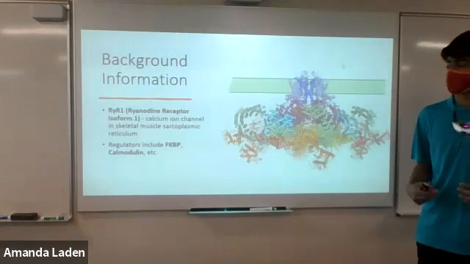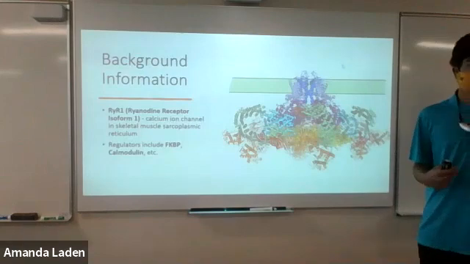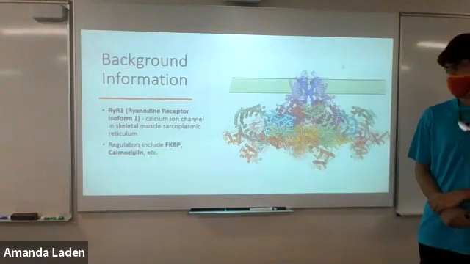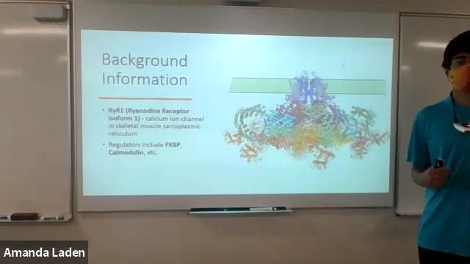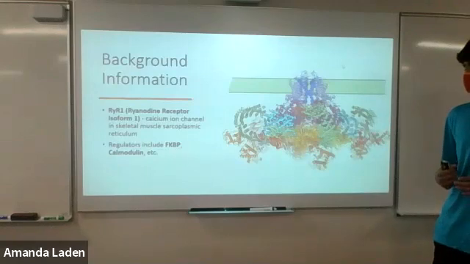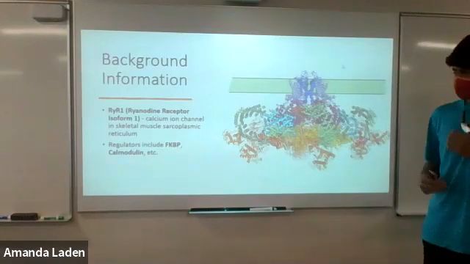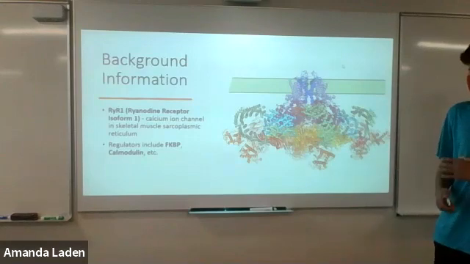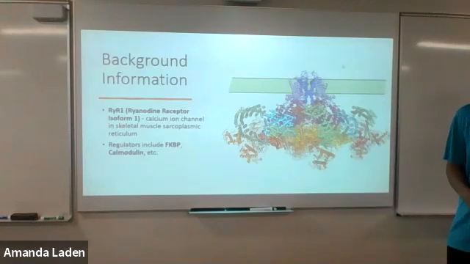Now let's talk specifically about Ranidine receptor 1. Ranidine receptor 1, or Ranidine receptor isoform 1, is a calcium ion channel in skeletal muscle sarcoplasmic reticulum. So what it does is it releases calcium ions when it is appropriate, such as during muscle contraction. Regulators exist on this Ranidine receptor 1 protein as well. Some examples include FKBP and calmodulin. On the right is an image of a Ranidine receptor 1 protein that was imaged from rabbit skeletal muscles.